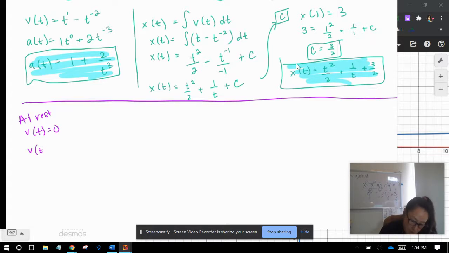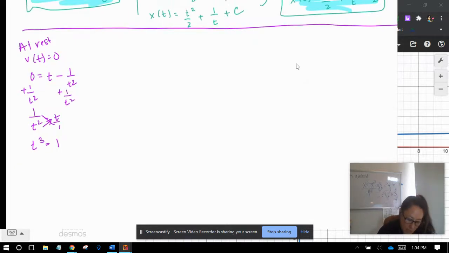V of t is 0. So I can put 0 is equal to t minus 1 over t squared. I'm going to add 1 over t squared to both sides. So 1 over t squared is equal to t. I'm going to cross multiply, giving me t cubed is equal to 1. And the cube root of t cubed would be 1. So the particle is at rest at t is equal to 1.